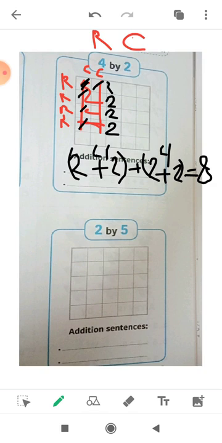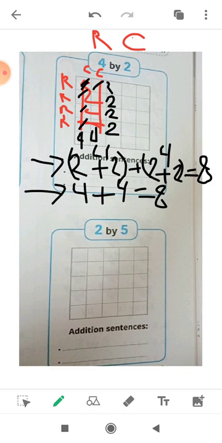3, 4, again 1, 2, 3, 4. So 4 plus 4 equals 8. Okay, so 4 plus 4 equals 8, or I can write it as 2 plus 2 plus 2 plus 2 if I did it by using the row, and this one is by using the columns.